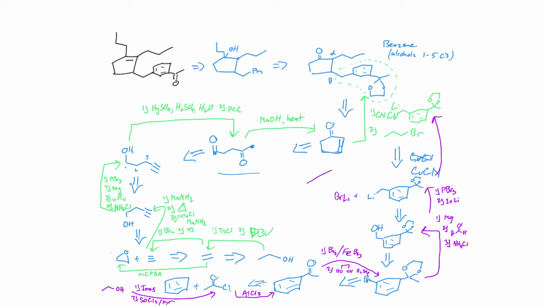To make the alkyl bromide, of course, that's pretty simple. PBr3 will react with propanol. And so now I'm almost done, actually, I think. You can follow the green arrows now.